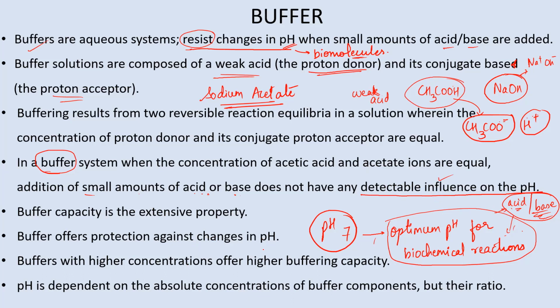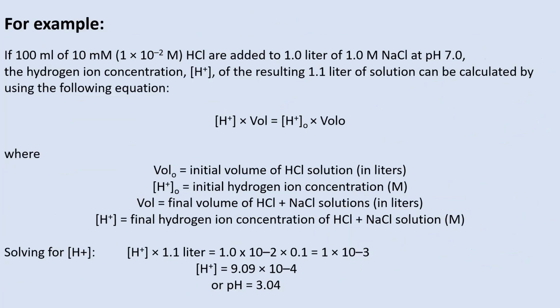Now, buffers with higher concentration offer higher buffering capacity, which is quite obvious. pH is dependent on the absolute concentrations of buffer components, and also their ratio. Okay, so their ratio is important, and pH is always dependent on the accurate concentrations of the buffer components. So if you're making a sodium acetate buffer, what is the concentration of acetic acid, what is the concentration of NaOH, that is very, very important, as well as their ratio also is very, very important.